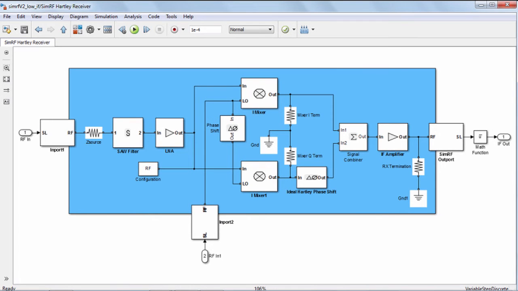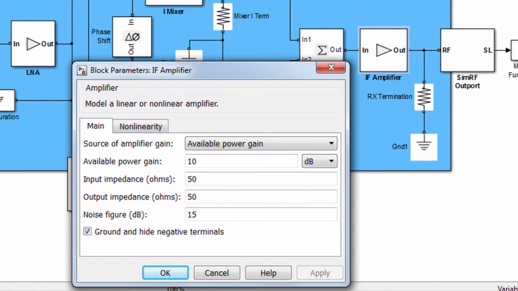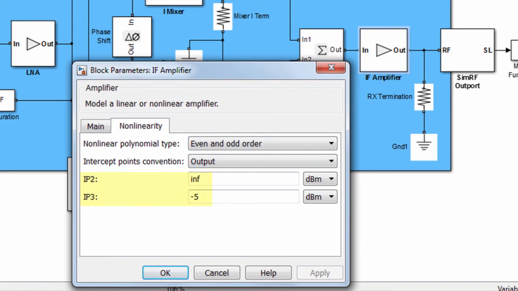In this example, a low IF Hartley receiver is described with blocks from the circuit envelope library. RF Blockset elements are defined by linear specifications such as noise figure, industry standard touchstone files, and by non-linear specifications such as IP2 and IP3 and 1 dB compression point.